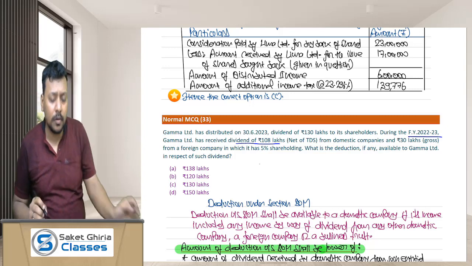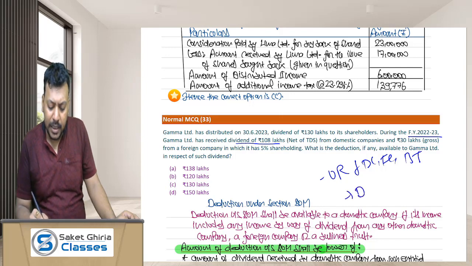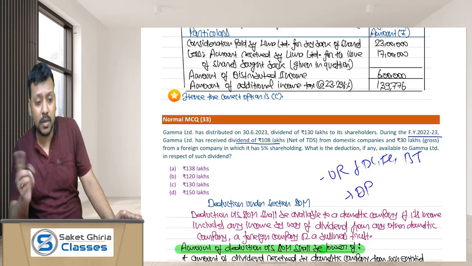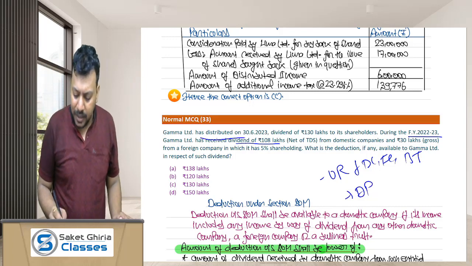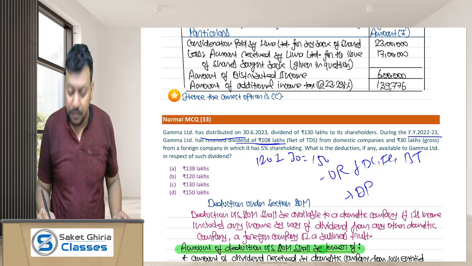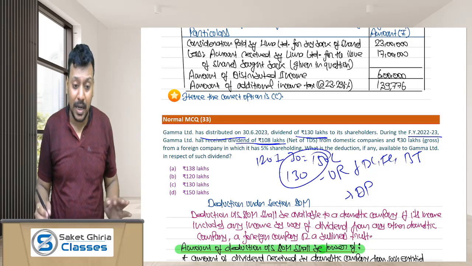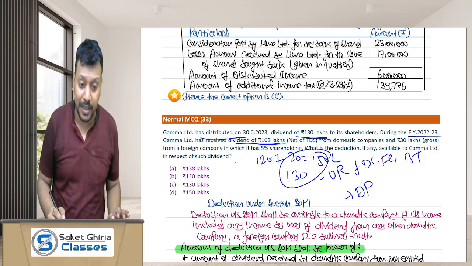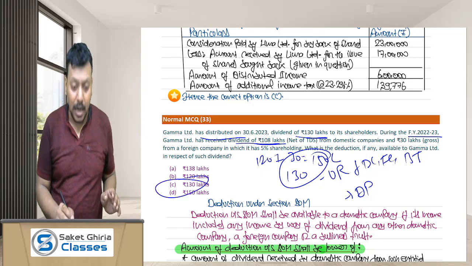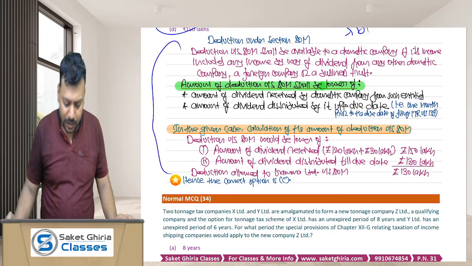Deduction under section 80M would be the lower of dividend received from domestic company, foreign company, or business trust, and dividend paid up to the due date. Due date is 1 month prior to the date of filing ITR. So here Gamma Limited has received a dividend of 108 lakh net of tax, means 120 gross. So 120 plus 30 lakh means Gamma Limited has received 150 lakh, but Gamma Limited has paid up to the due date 130 lakh, means the lower of the following is 130 lakh. So Gamma Limited is eligible to get the deduction of 130 lakh under section 80M. So the correct option is, dear friends, C. Okay, so here there's a detailed explanation, so you should refer to this.